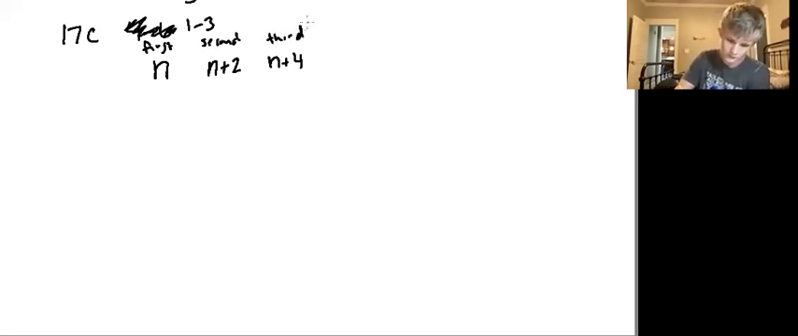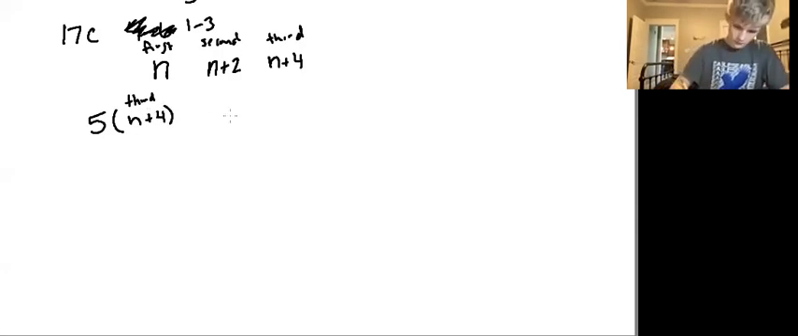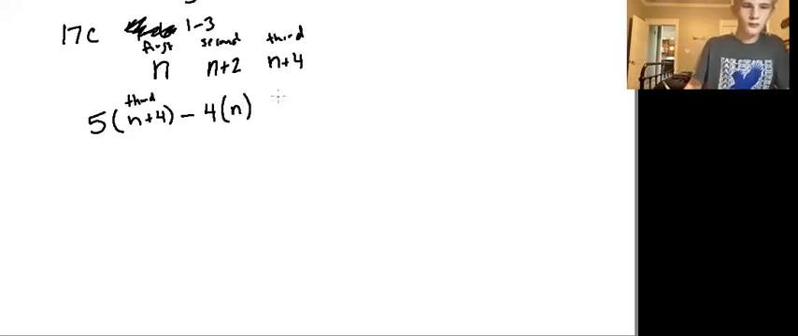Okay. Now it says such that 5 times the third. So 5 times the third one. So I just go to the third one and I pull that whole thing, n plus 4, minus 4 times the first. So I put a 4 and then the first one is just n, is the same as 4 times the second. So my second one is n plus 2. So I put that in.